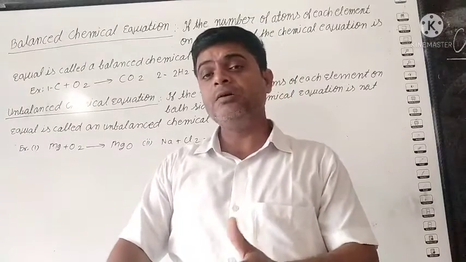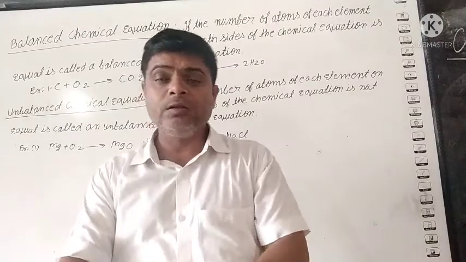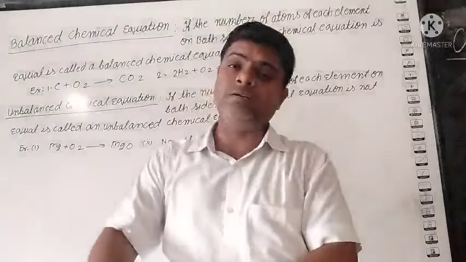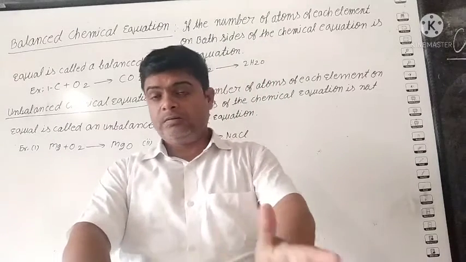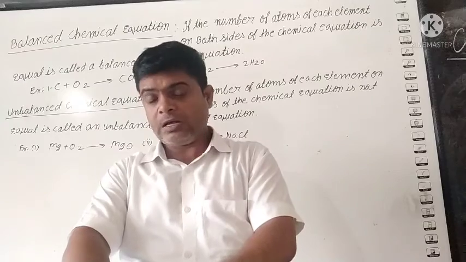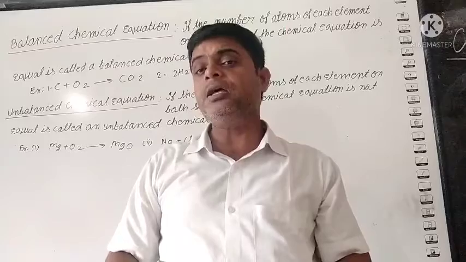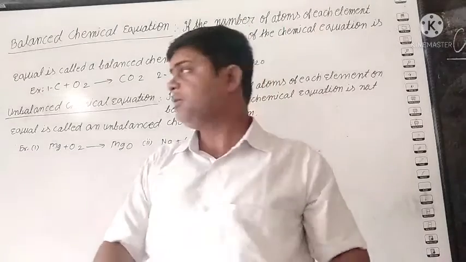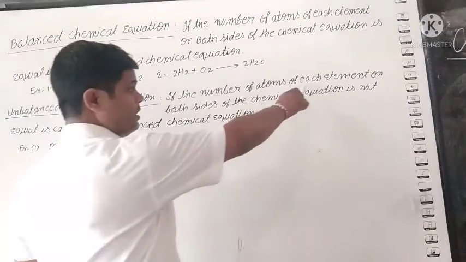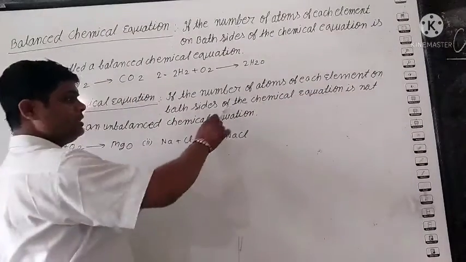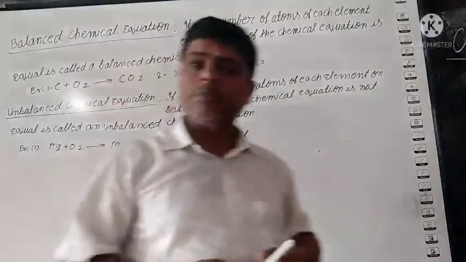Unbalanced means that the number of atoms on the reactant side is not equal to the number of atoms present on the product side. Because according to the law of conservation of mass, reactant mass and product mass are equal. So if in the chemical equation the atoms are not equal, it is known as an unbalanced chemical equation. If the number of atoms of each element on both sides of the chemical equation is not equal, it is called an unbalanced chemical equation.